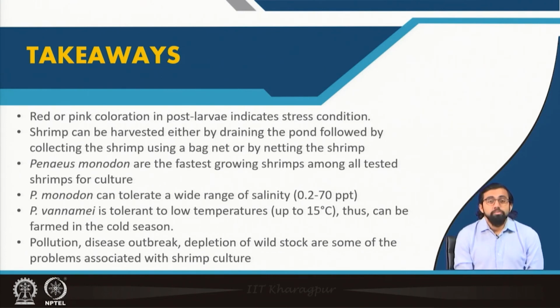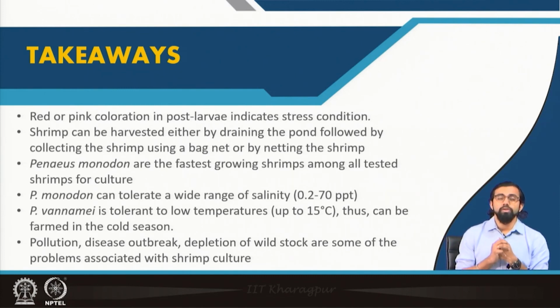Pollution, disease outbreak, and depletion of wild stock are some of the problems associated with shrimp culture, and they can be troubleshooted very easily once we know the reason behind them and contact specific experts who can give us an idea of how to solve such situations. For pollution, the important solution is to go for recirculating aquaculture systems, by which you can easily reduce the amount of wastewater entering surface water bodies.